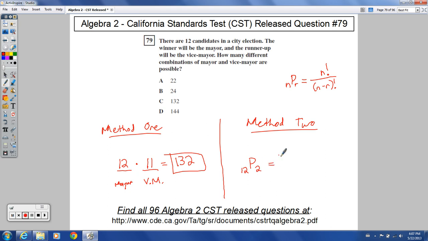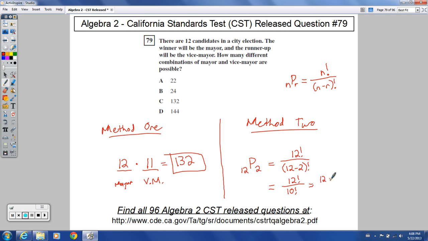going to get chosen. So this would be 12 factorial over 12 minus 2 factorial, which you could write as 12 factorial over 10 factorial. And then we don't want to multiply this all out. That would be just totally cumbersome and unnecessary.